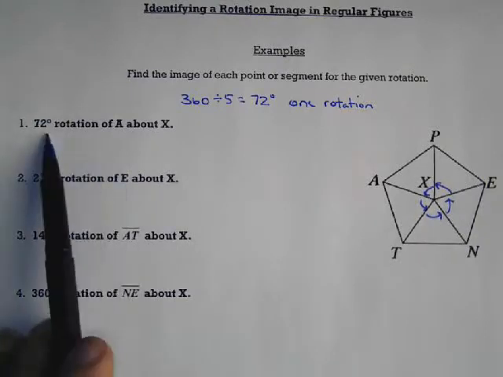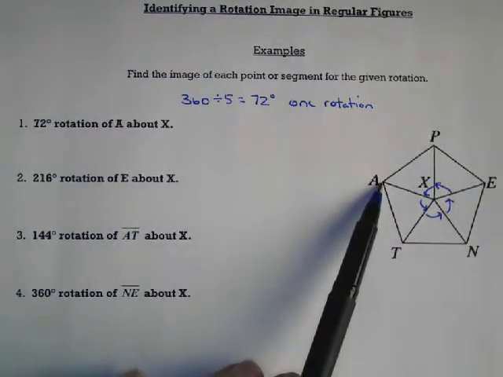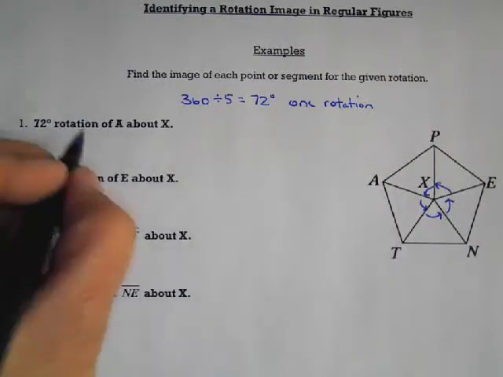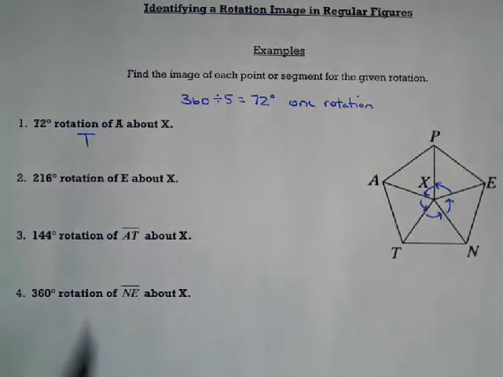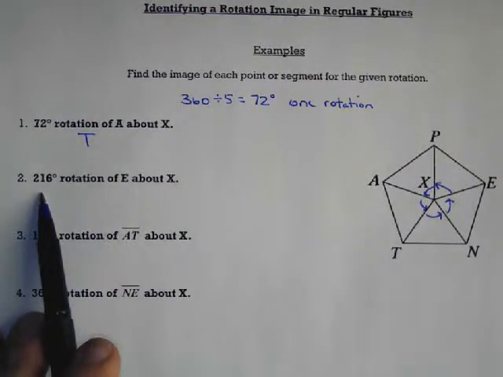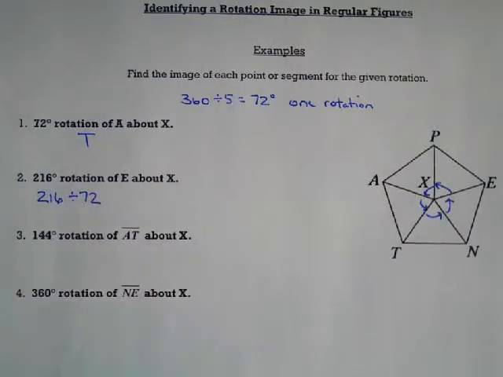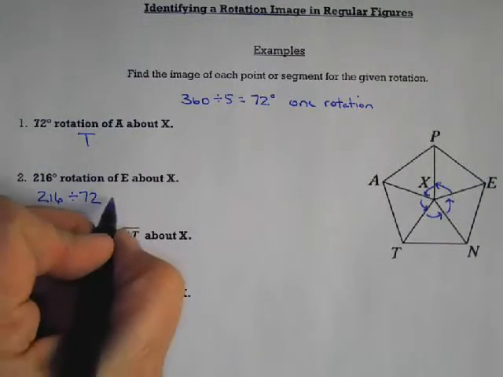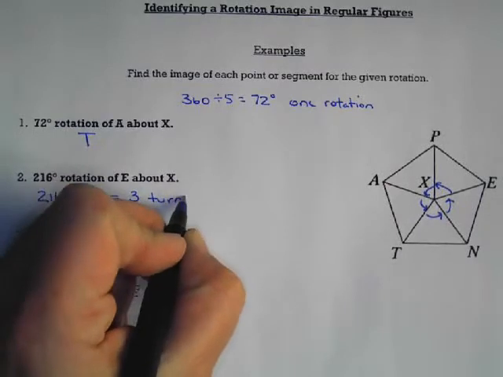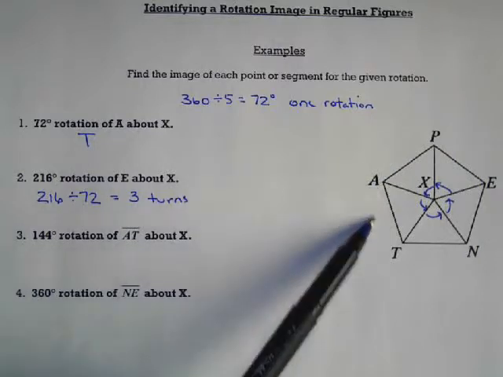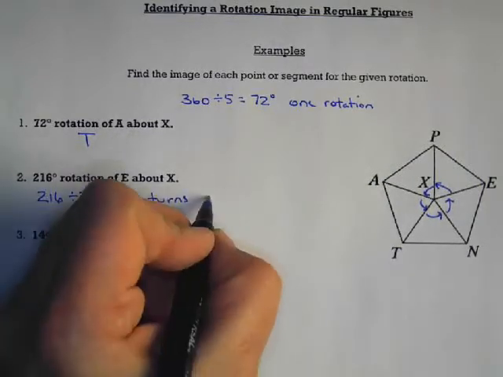So if I want to take point A, rotate it 72 degrees, my image point would now be T. If I want to rotate 216 degrees, let's find how many turns that would be. So each single turn is 72. So 216 divided by 72 gives us 3 turns. So if I start at E, 1, 2, 3 turns would put me at point T.